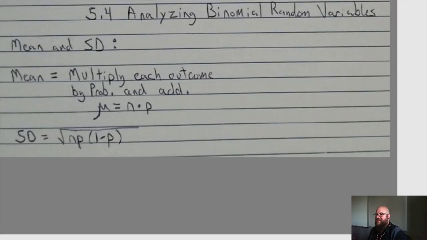Alright guys, so today we're going to talk about analyzing binomial random variables, section 5.4. And today the big idea is we're going to cover our mean and our standard deviation. So the mean is talking about multiplying each outcome by the probability and add.